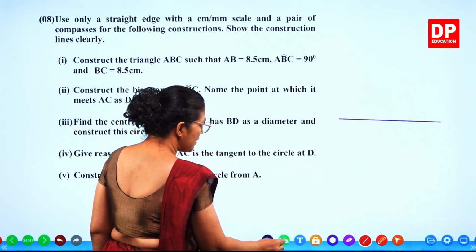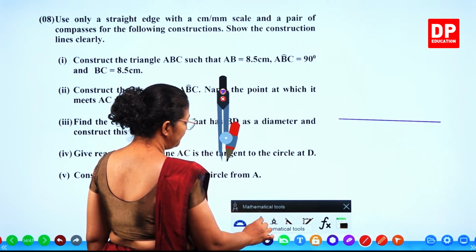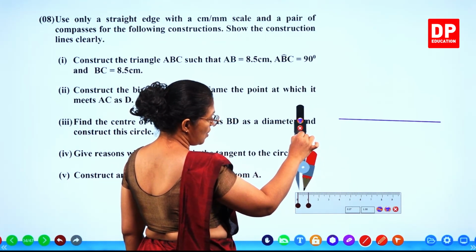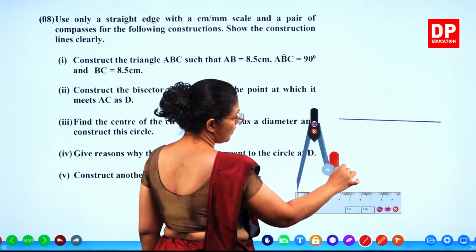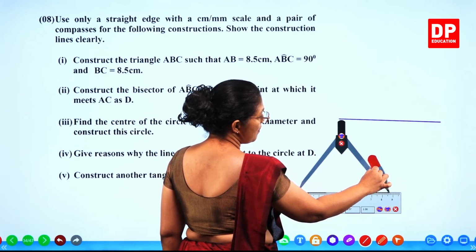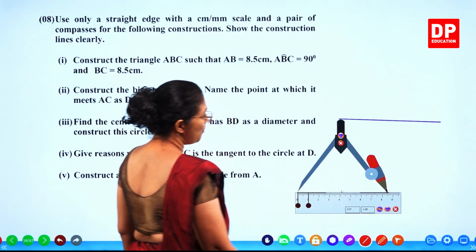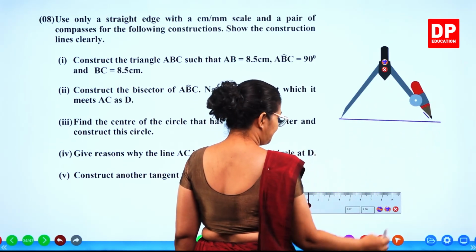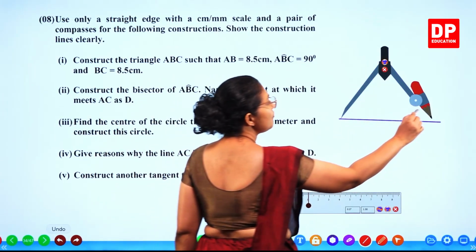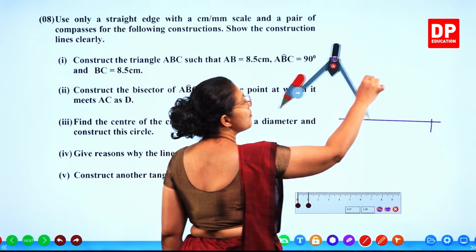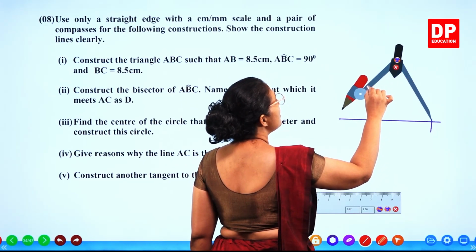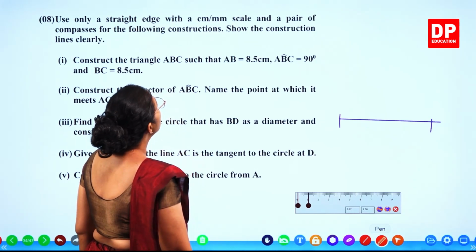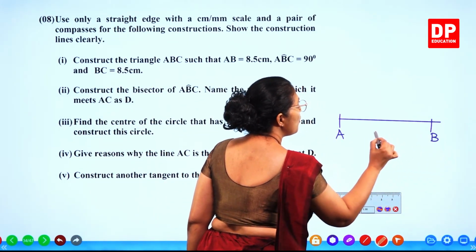And then you take the compass and the ruler, and we need to measure 8.5 centimeters. So you take the compass and measure 8.5. Can you see 8.5 is there? So you keep it on top of the line. You have to mark the 2 points here, and keep the compass on top of the other point and mark the other point. So what are the 2 points? We'll take AB and then mark 8.5 centimeters.